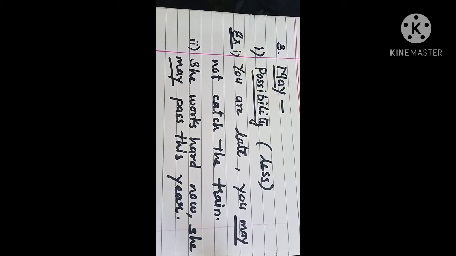If something can happen and it has more possibility of happening, then we can use can. But if it has less possibility and we are not much sure, then we use may in such a case. For example, you are late. You may catch the train. You may not catch the train. Because the person is late, the speaker is saying that the possibility of catching the train is less.